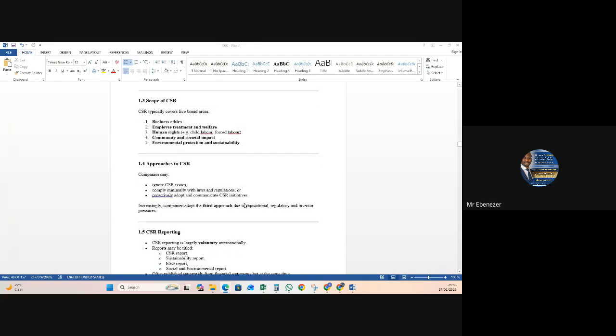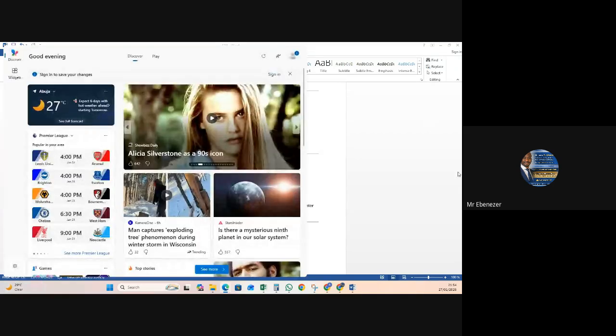Now, the approaches to CSR. Companies can decide to ignore CSR issues. Okay. They can decide to ignore CSR issues and comply minimally with laws and regulations. That is, what does the law say? We comply. And proactively adopt and communicate CSR initiatives. They can do any of those three. Is it that they ignore CSR? Is it that they comply minimally with laws and regulations? Or they proactively adopt and communicate CSR initiatives?